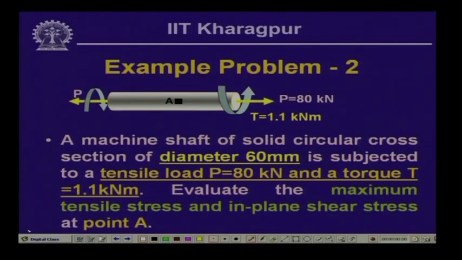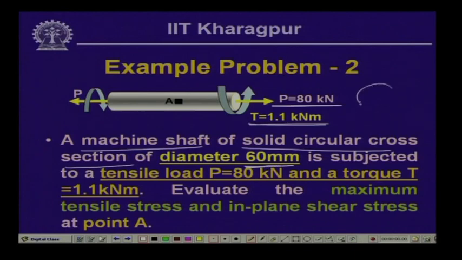Now, let us look into the second example, which is the combination of the axial pull and the twisting moment. This particular bar is subjected to an axial pull of 80 kilonewton, and also it is subjected to a twisting moment T, which is 1.1 kilonewton meter. This is a machine shaft of solid circular cross section of diameter 60 millimeter.